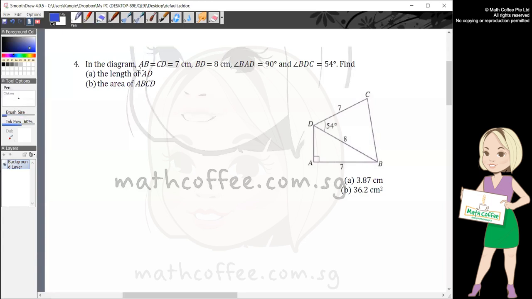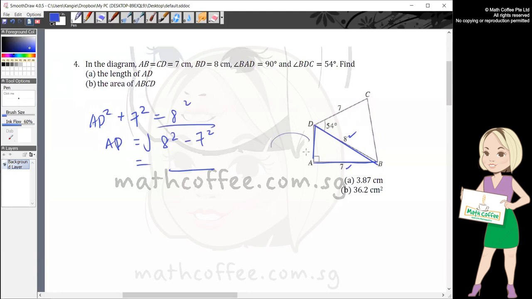So over here, part A asks us to find AD. We look at this blue triangle, and it is a right angle triangle. The good news is, I have two sides. So just use AD squared plus 7 squared equals 8 squared. So my AD is simply 8 squared minus 7 squared, then the whole thing square root. Very straightforward. And every time you find an answer, always put it into the diagram during your exam, because you will need it for other parts of the question.